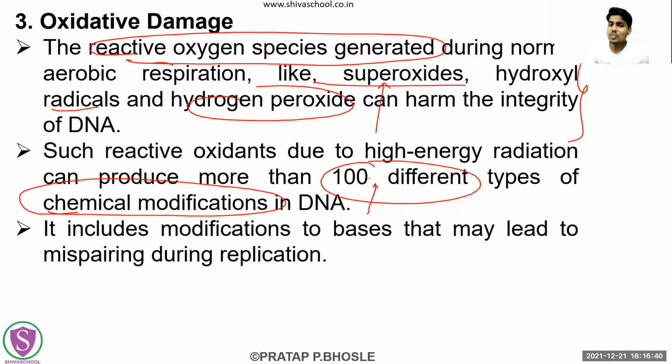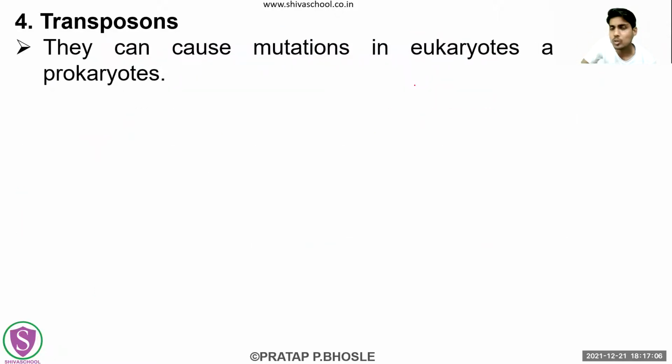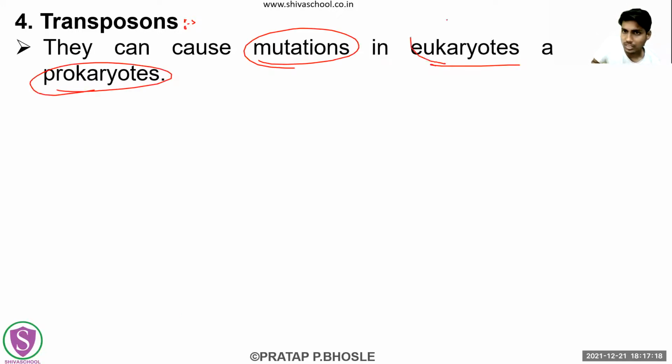And they will include the bases also. This oxidative damage will affect the bases, and if it is affecting the bases, ultimately it is creating a mutation. If these free radicals affect the purines or pyrimidines, then it is going to create some mutation. If adenine is deleted, then also there is a possibility of mutation. Transposons can also create certain kinds of replication errors. These can cause mutation in eukaryotes and prokaryotes.